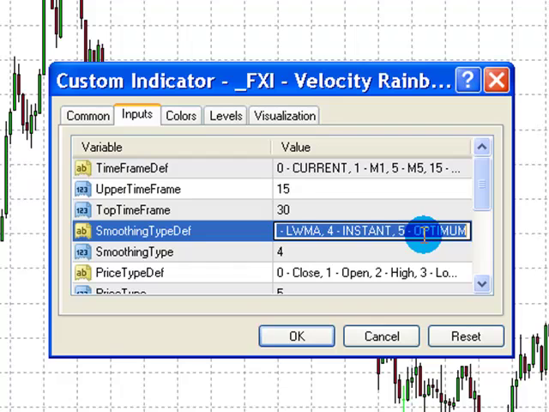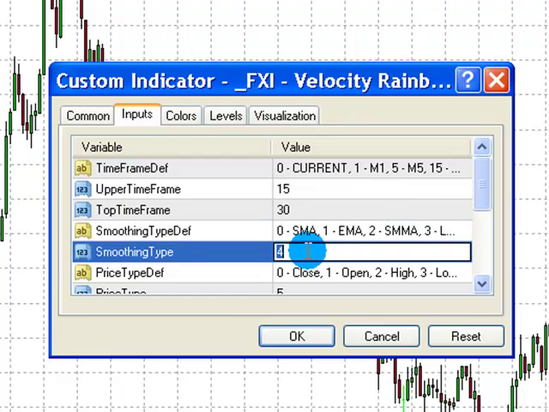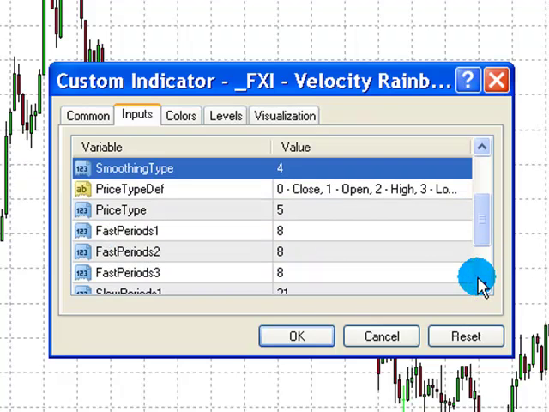Optimum, a setting of 5, doesn't use any actual settings because it automatically adjusts the lag of latency. So it's a constantly adjusting filter. It's something very interesting to go play with. But we're just going to use, let's use the 4, or an instant trend line. Scroll down and get the rest of the settings here.